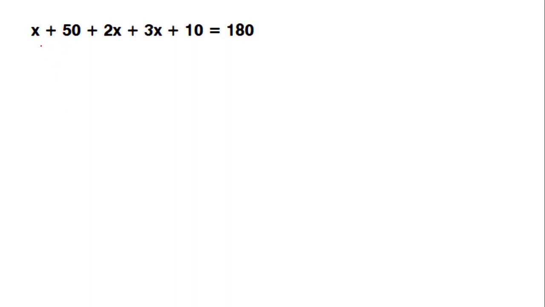So the first question is: x plus 50 plus 2x plus 3x plus 10 equals 180, and the question is asking you to find x. What I do is check which numbers I can add to each other on the left side and then leave the unknown alone. When I look at the x, 2x, and 3x, when you add them up, it's going to be 6x, and then 50 plus 10 will give you 60, equals 180.